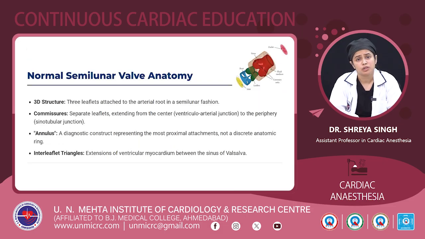Coming to the normal semilunar valve anatomy, so it is a 3D structure. 3 leaflets attached to the arterial root in a semilunar fashion. The commissures, they separate the leaflets, they extend from the center to the periphery, that is from the ventricular arterial junction to the sinotubular junction. The annulus, again, it's a diagnostic construct representing the most proximal attachments, not a discrete anatomic ring. And the interleaflet triangles are extensions of ventricular myocardium between the sinuses of Valsalva.